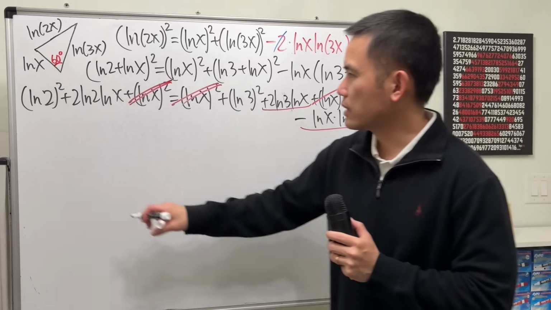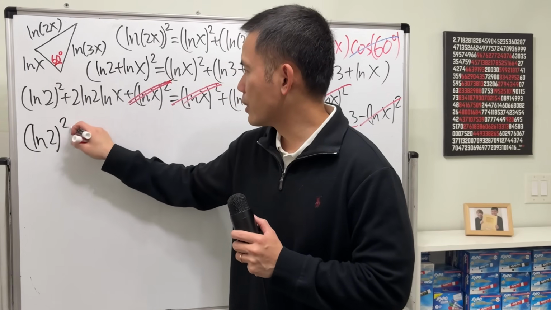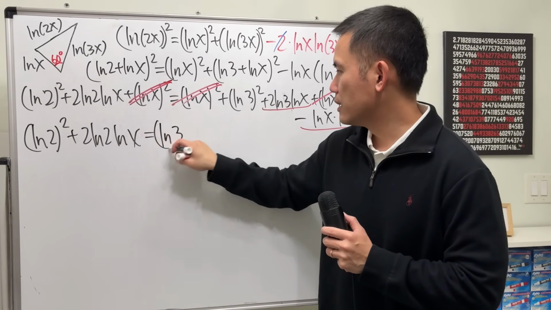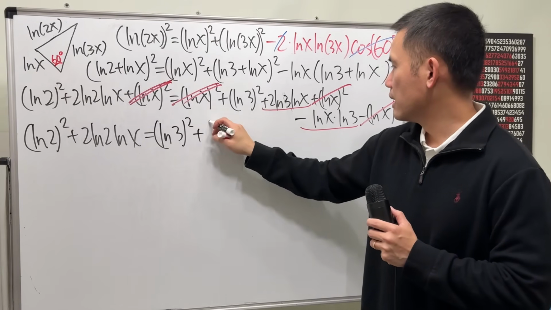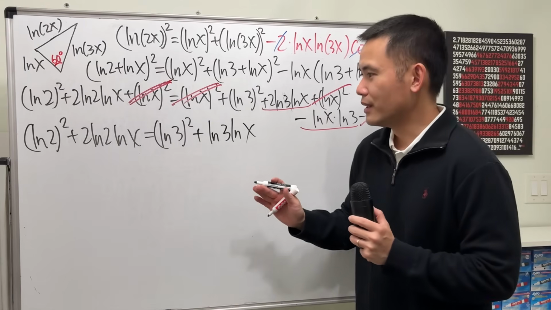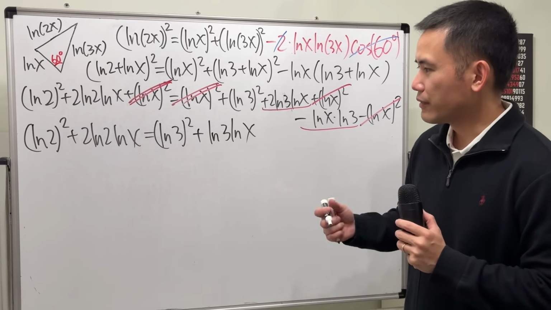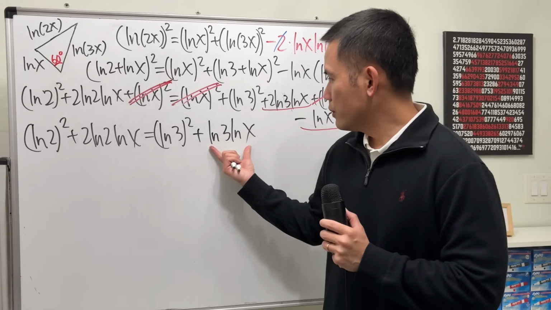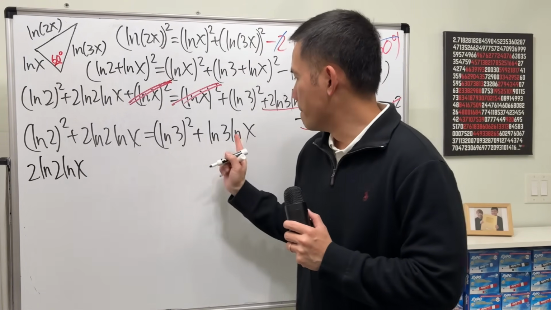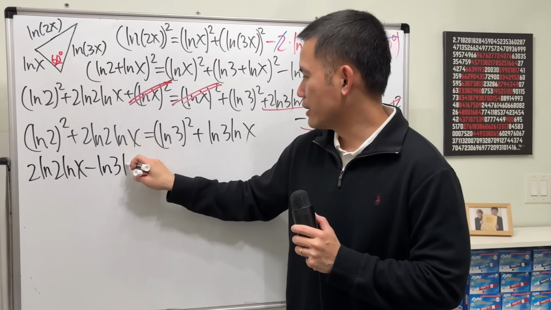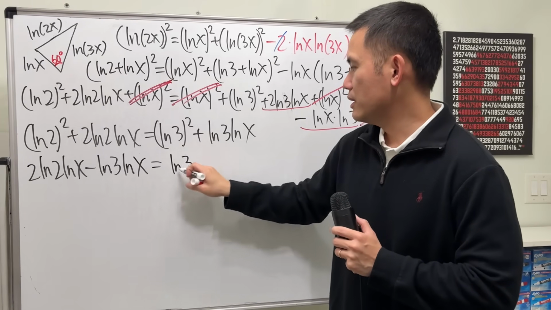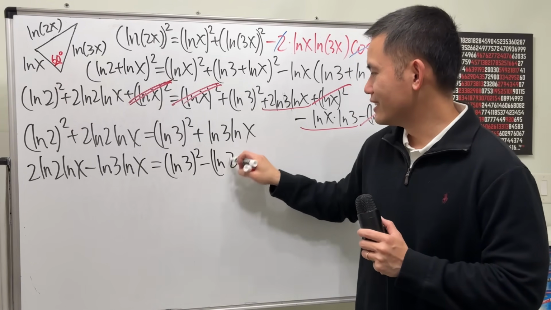And let me just write this down again. So this is ln2 squared plus 2 ln2 ln(x) equals ln3 squared plus ln3 ln(x). And that's it. It's not a quadratic equation in terms of ln at all. And now we just have to collect the numbers and all that. So let me move this to there. So we have 2 ln2 ln(x) minus ln3 ln(x), and that's equal to, bring that to the other side, ln3 squared minus ln2 squared.